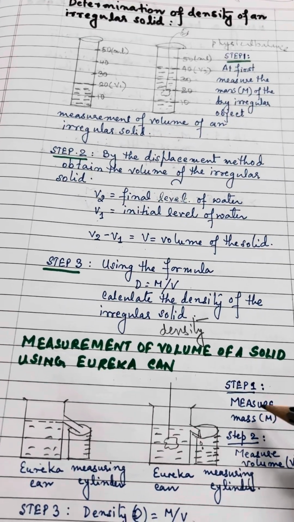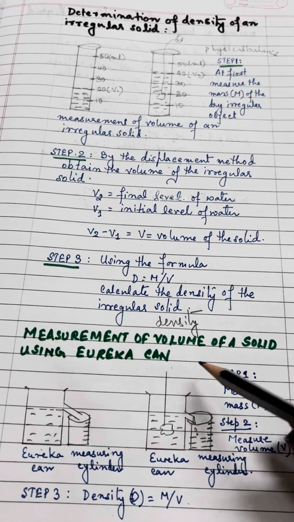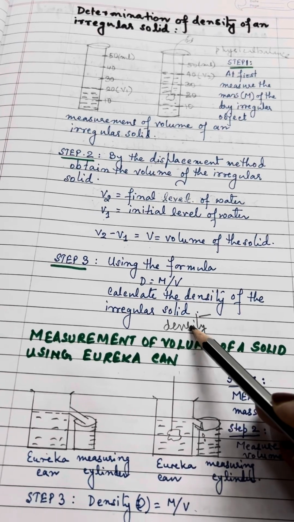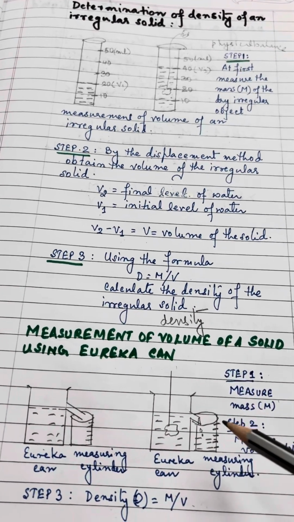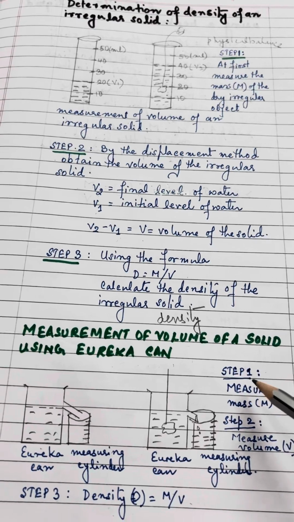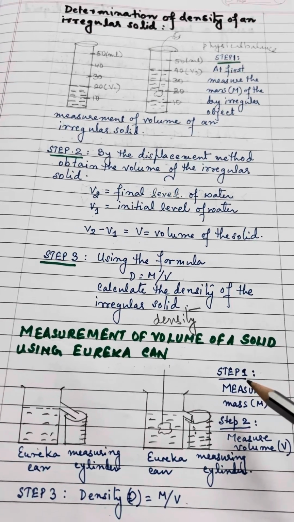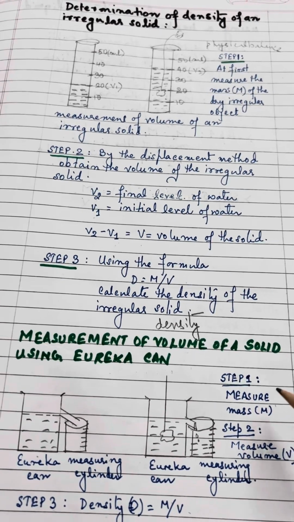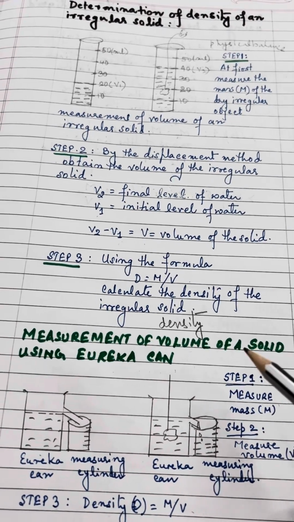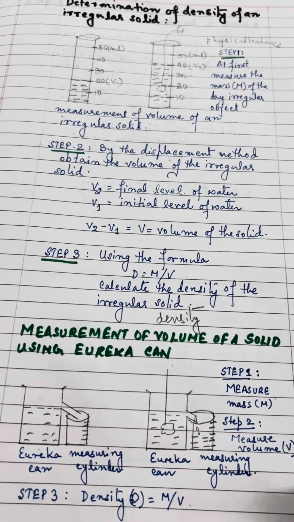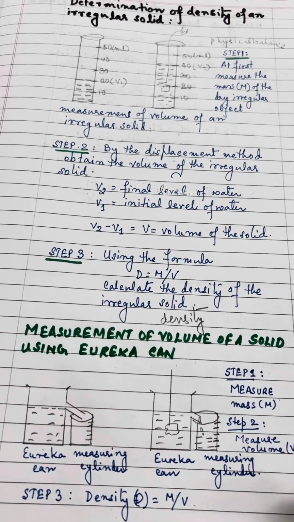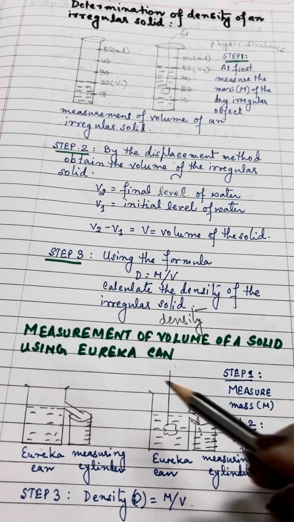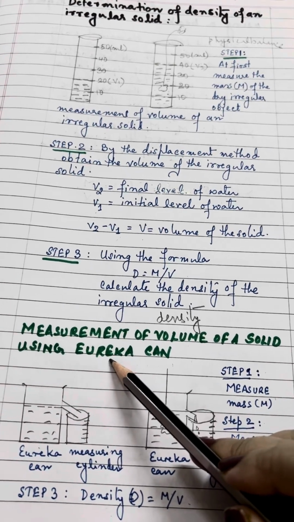Now, dear students, we shall be finding out the density, first the volume through the Eureka can and thereby the density using the Eureka can. So, step 1, because we are finding out the density, will be to measure the mass. Again, we can make use of a physical balance or an electronic balance to measure the mass M. Next, step 2, we measure the volume, and this time we are using a Eureka can.